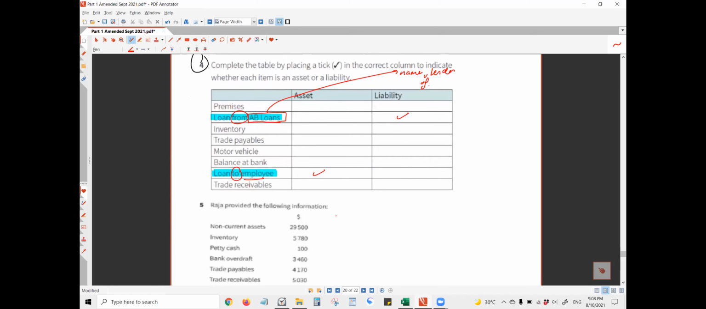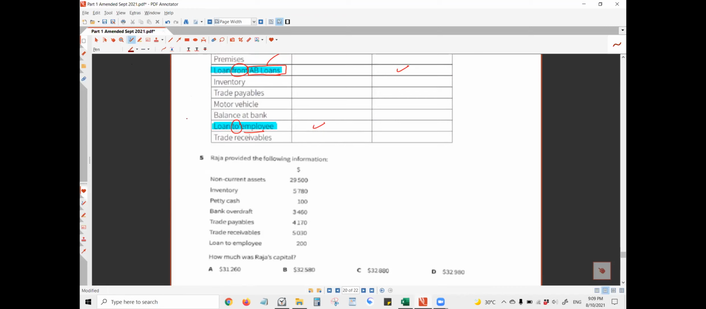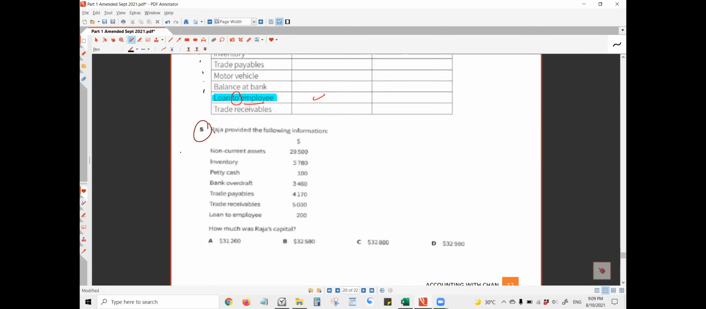Let's try one more on the same page. Question 5. Tell me your choice when you have decided. The rest of the items in the table 4, you do on your own. Later I will send you the full answers to this table. It's quite straightforward, quite repetitive. All of you, try question 5, Raja.